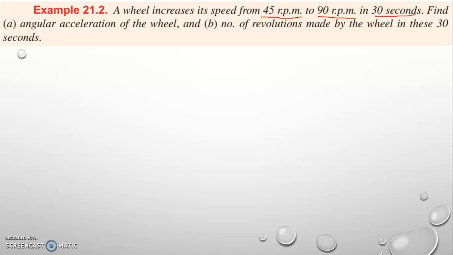How to convert one rotation into radians? One rotation means we complete 360 degrees, or we can write pi plus pi, where pi is equal to 180 degrees, and one rotation is equal to 360 degrees, so one rotation is equal to 2 pi. So 45 rotations means 45 into 2 pi is the distance traveled per minute.